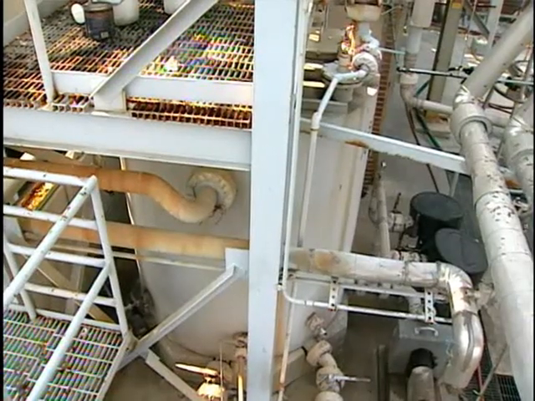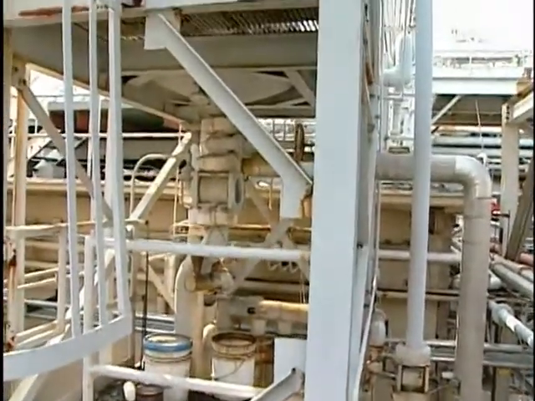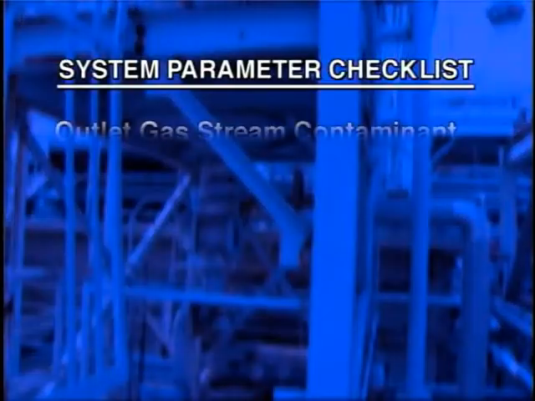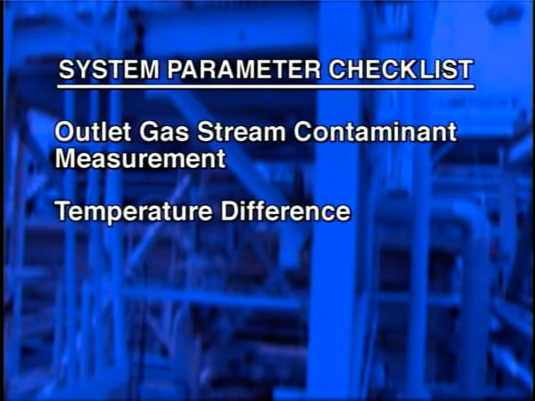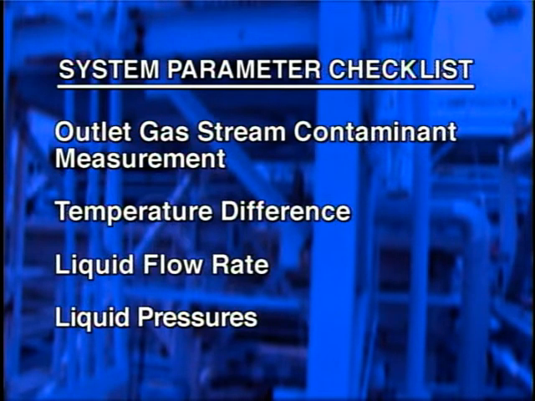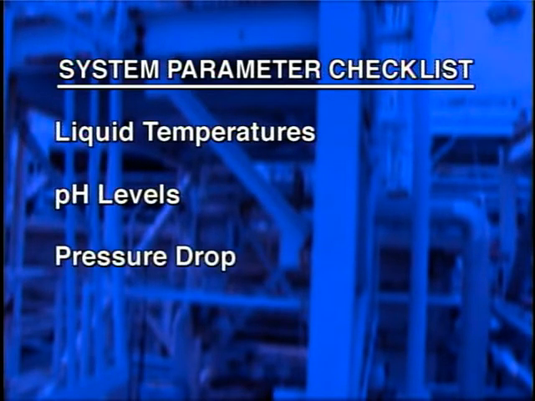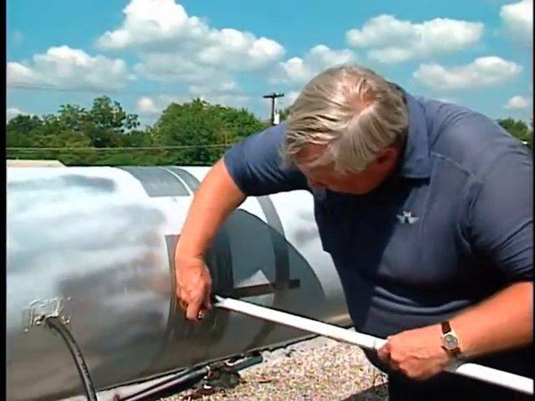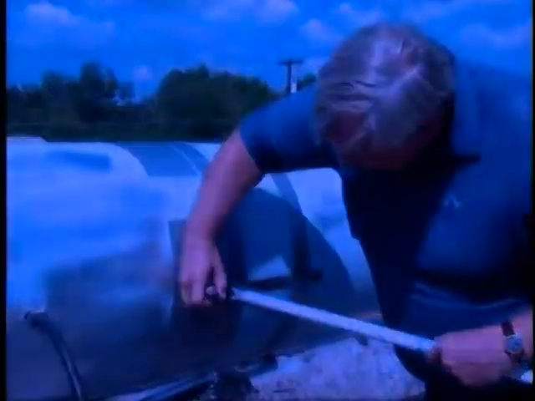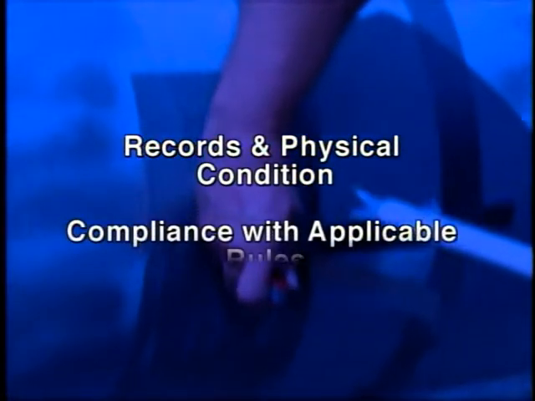To review, to determine if an absorption system is working properly, field personnel should observe, if possible, the outlet gas stream contaminant measurement, but not likely available, the temperature difference between the gas inlet and outlet, the liquid flow rate and liquid pressures. Other parameters include liquid temperatures, pH levels, pressure drop, and stack opacity. As with any inspection of an air pollution control device, attention must be given to the system's records and physical condition and compliance with the applicable rules.